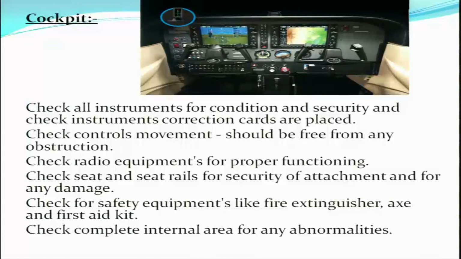Check radio equipments for proper functioning. Check seats and seat rails for security of attachment and any damage. Check for safety equipments like fire extinguishers, crash axe and first aid kit, and check complete internal area for any abnormalities. So apart from everything else, we also need to check the complete internal area to see if there is any other abnormality. In the cockpit, we have seen the instruments, we have seen the correction cards, we have seen the controls movement, we check the radio equipments, the seats and the safety equipments.